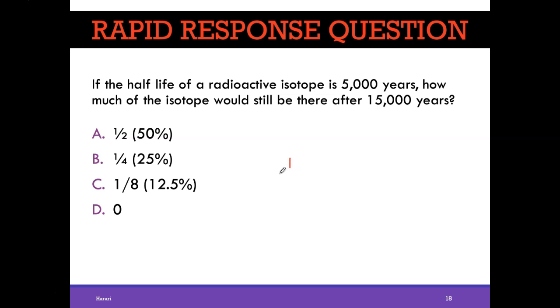All right, so again, we could use our equation. (1/2)^n gives us the percentage left. In this case, we're trying to figure out the percentage. And we're given n, because we can realize that if 5,000 years is 1 half-life, 15,000 years is 3 half-lives. So that n would be 3. We plug in 3 for n, we're going to get 1/8, or 12.5%. So it's just that simple equation you have to remember.